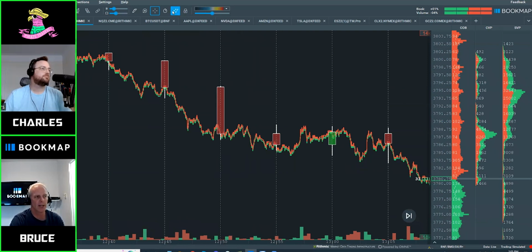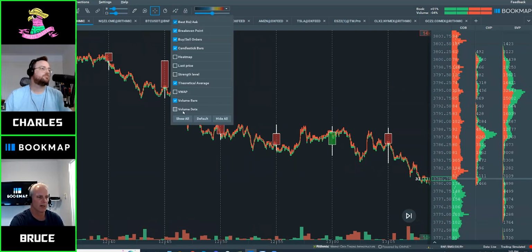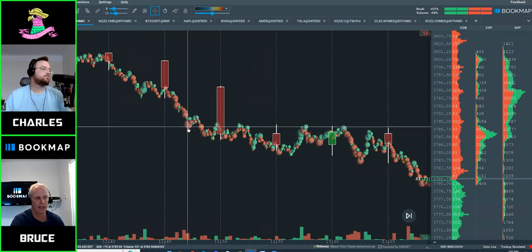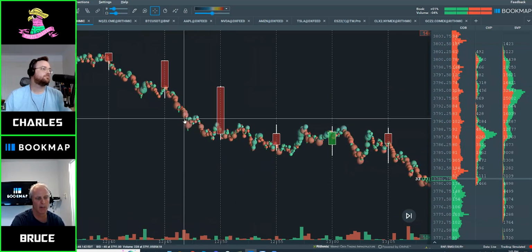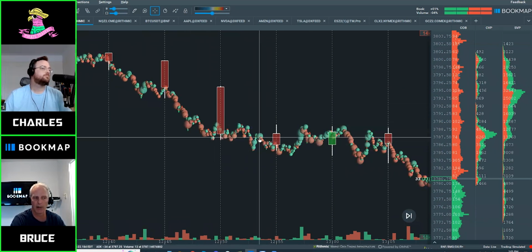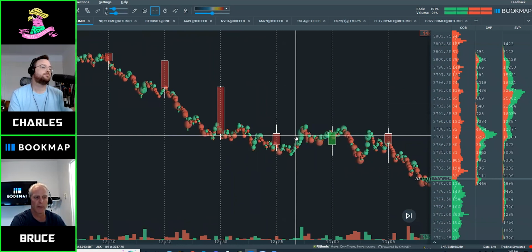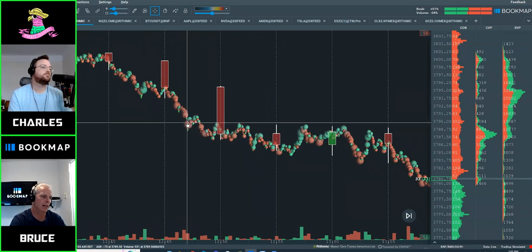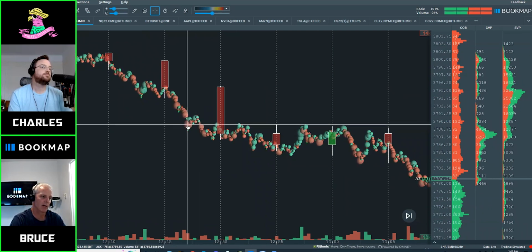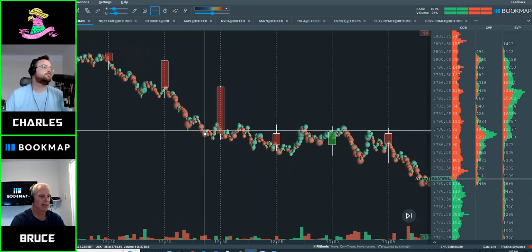Now, the second element on the Bookmap chart is simply volume dots. Where are the aggressors' transactions taking place? Market buy and market sell orders. Red dots are market sell, green dots are market buy. The aggressors move the market. They take liquidity from the best bid and offer. The bigger the dot, the more traded. So we have a context here now.